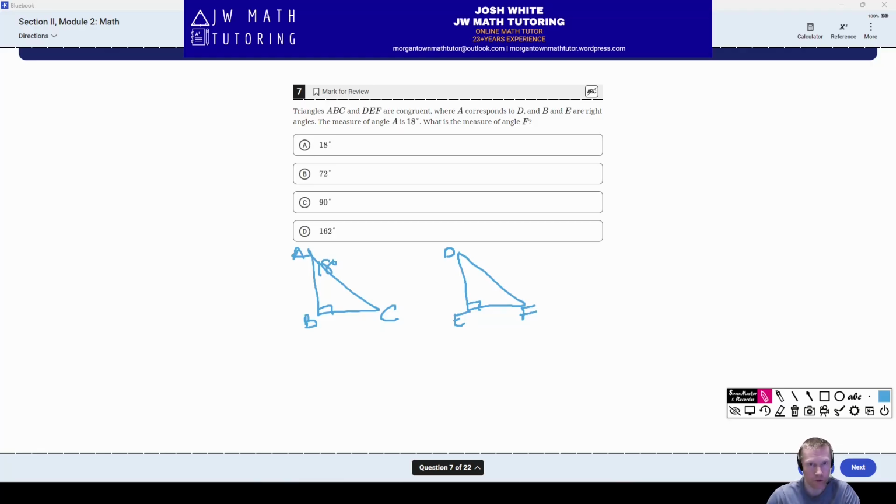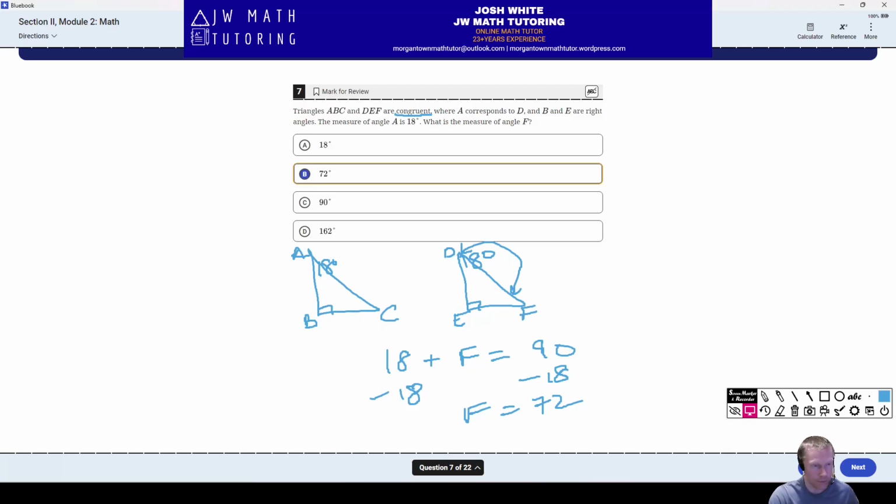Well, if these two triangles are congruent, which they are, that's given to us, then their corresponding angles are congruent. So angle D is also 18 degrees. Therefore, we know that 18 plus the measure of F has to equal 90, because these two acute angles have to add up to 90 degrees. You could, of course, also add all three up to 180, including the right angle, but you'll get the same thing, which is that angle F is going to equal 72 degrees. So the correct answer for this one is just letter B.